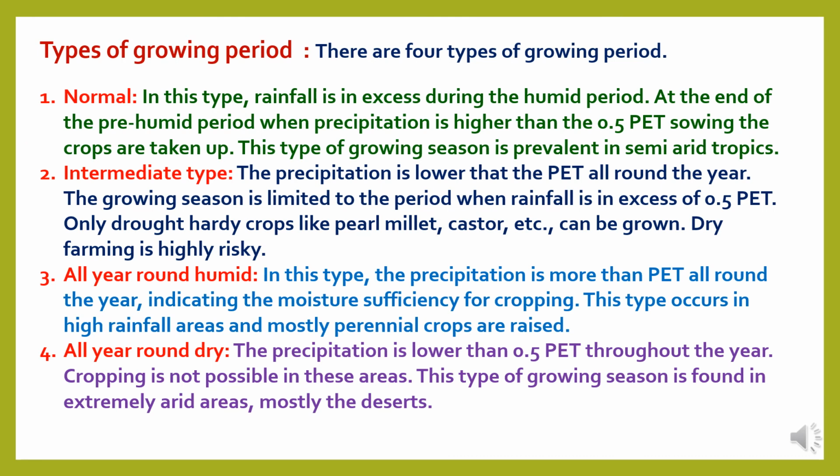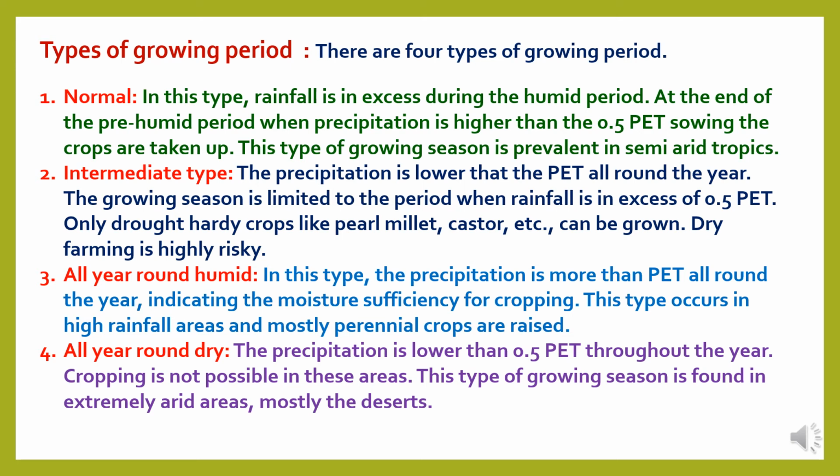Types of growing period. There are four types of growing period. First one is normal. In this type, rainfall is in excess during the humid period. At the end of the pre-humid period, when precipitation is higher than 0.5 PET, sowing of the crops is taken up. This type of growing season is prevalent in semi-arid tropics.